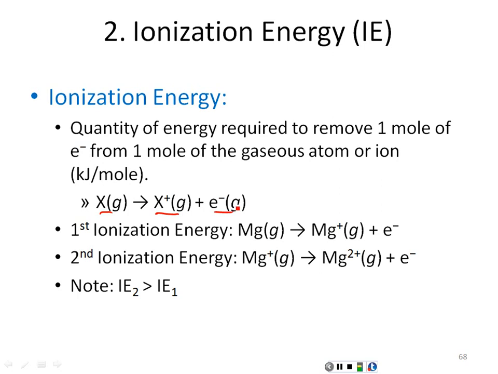So the first ionization energy, you remove 1 electron, shown here using magnesium as an example. You can have second ionization energy, and that's where you take the magnesium plus cation and remove another electron to give magnesium 2 plus. And the second ionization energy is always going to be greater than the first ionization energy.